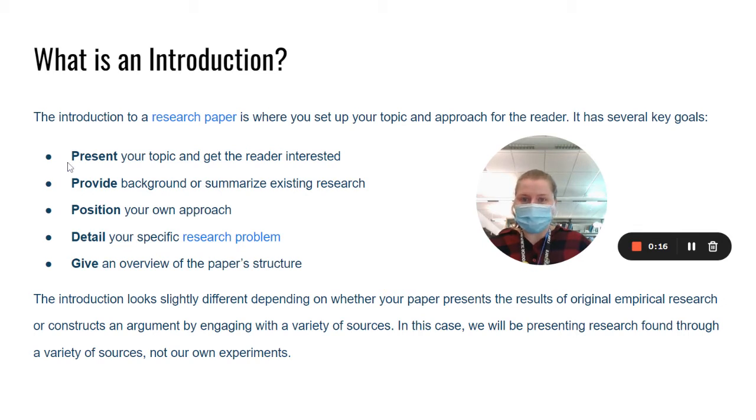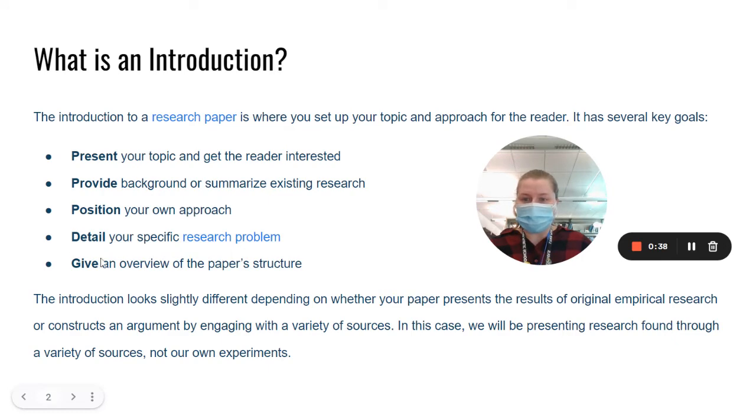An introduction to a research paper is where you set up your topic and approach for the reader. There's several key goals. First, you're going to present your topic and get the reader interested. This is called a hook. Then you're going to provide some background information or summarize existing research. In our case, we're going to focus on background. Then position your own approach so the reader knows what to expect from you.